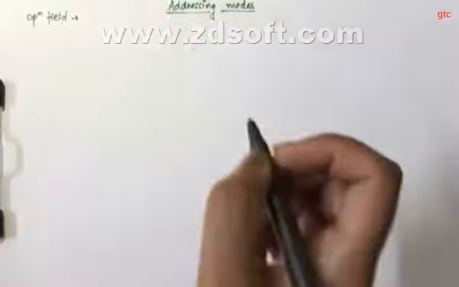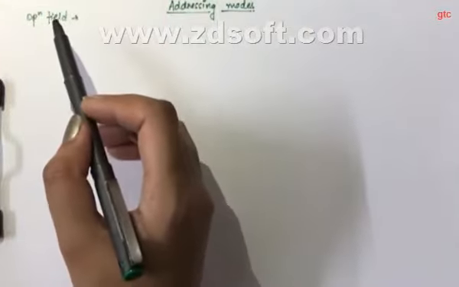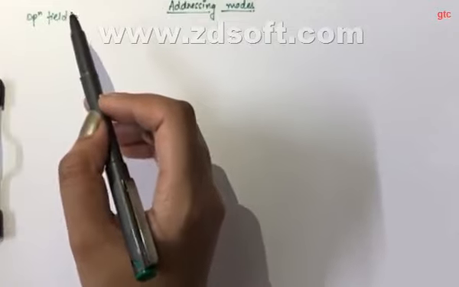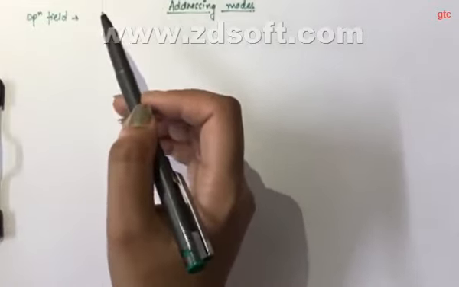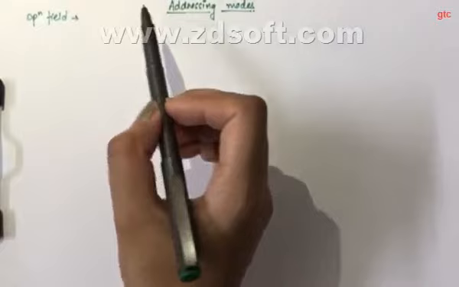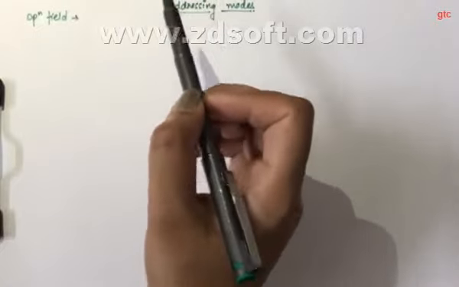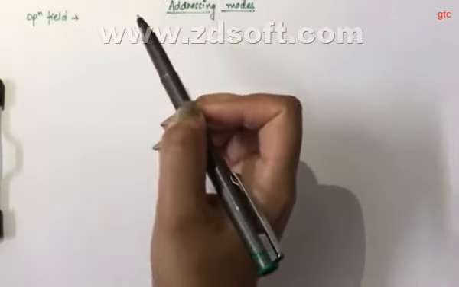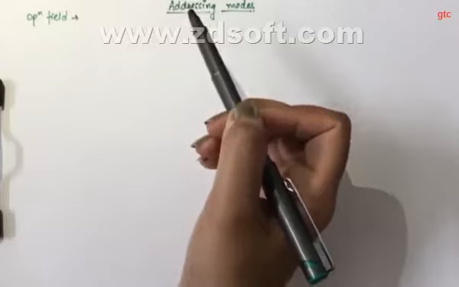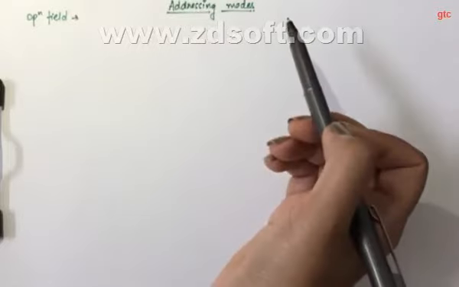Today's video is addressing modes. Now, as studied earlier, there is an operation field in the instruction format. Basically, what this operation field does is that it specifies the operation to be performed. And now, because the operation is to be performed on certain data, that is the operands, these operands need to be selected carefully, which depends upon the addressing mode.